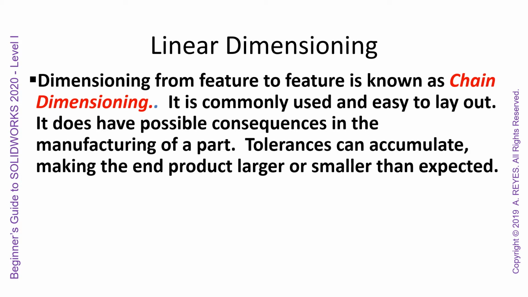Linear dimensioning, so dimensioning from feature to feature, is also known as chain dimensioning. It is commonly used and easy to lay out. It does have possible consequences in the manufacturing of a part. Tolerances can accumulate, making the end product larger or smaller than expected. And we're going to look at linear dimensioning, although it's not really used anymore, especially in manufacturing.